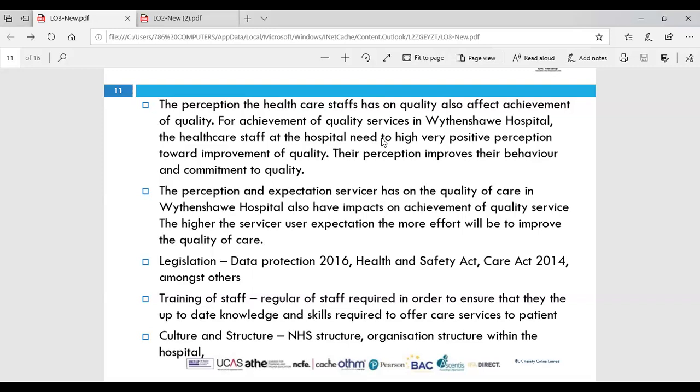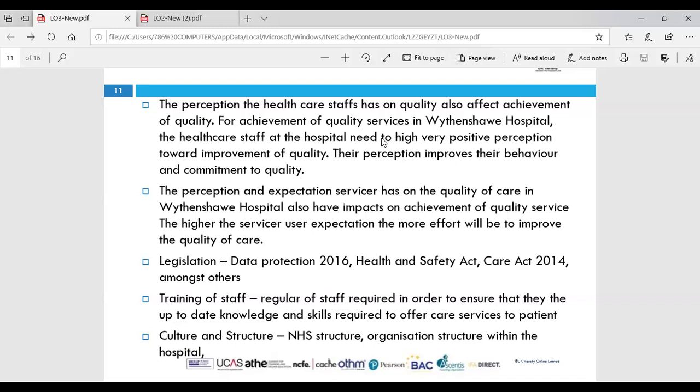Perception and expectation of the service user is very important. It also influences the achievement of quality service. The higher the service user's expectations, the more effort has to be put in. They are spending more because they expect more from a private sector hospital, for instance. If the expectations are higher, you will have to perform higher again. And even if they're not spending at all, and they're just coming and spending time there, that also generates an expectation.